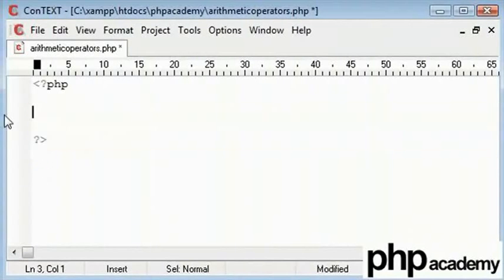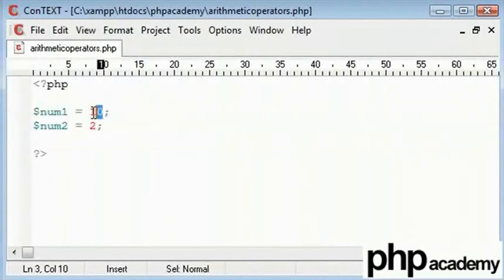So I will have two variables. I'll create a variable called num1 and I'll save that as value equal to 10 and num2 is equal to 2. So these are both integer numbers with no decimal point.